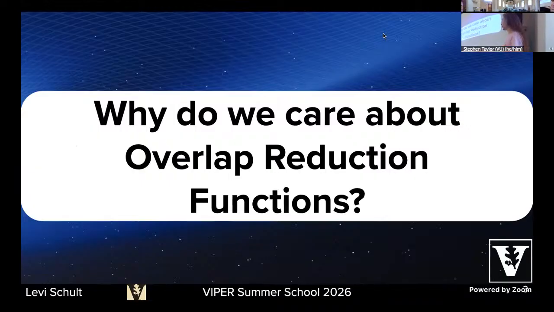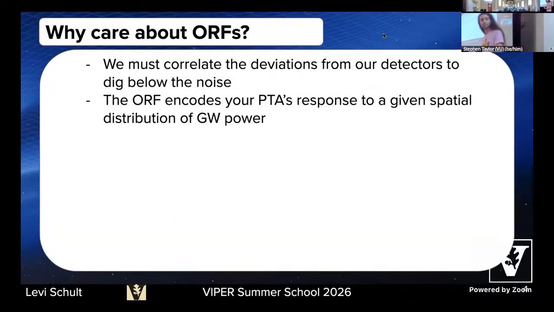Why do we care about overlap reduction functions? Gravitational wave signals that we're looking for are very low amplitude. They're so small that we can't just observe one pulsar and observe those timing deviations from supermassive black hole binaries. So we need to correlate the timing deviations from many pulsars to dig below the noise and pull out those tiny gravitational wave signatures.